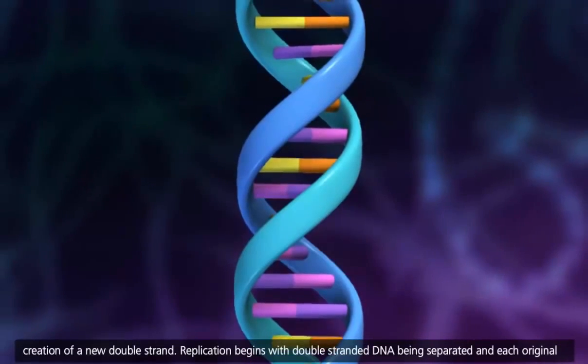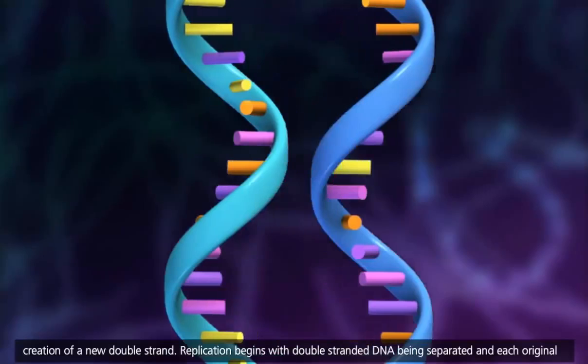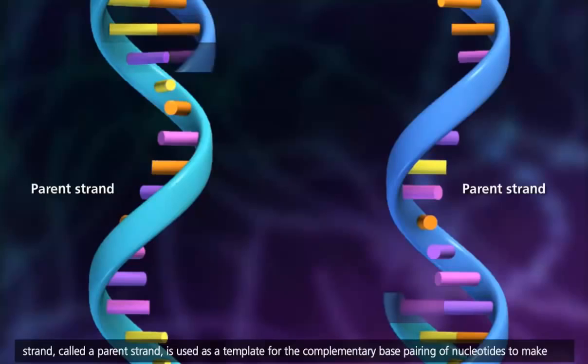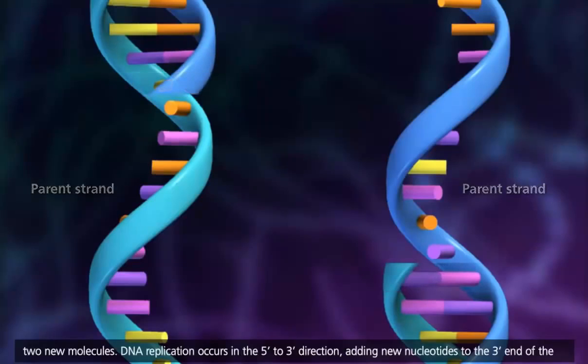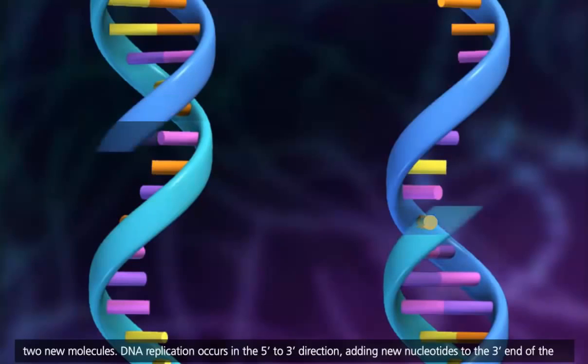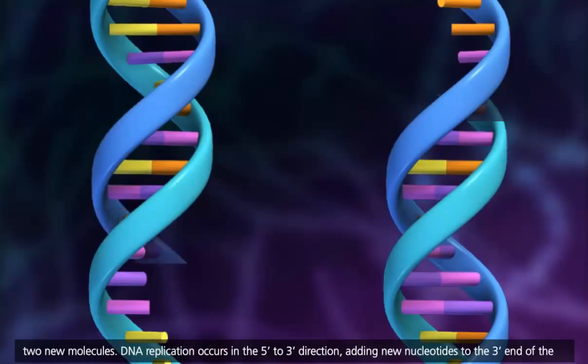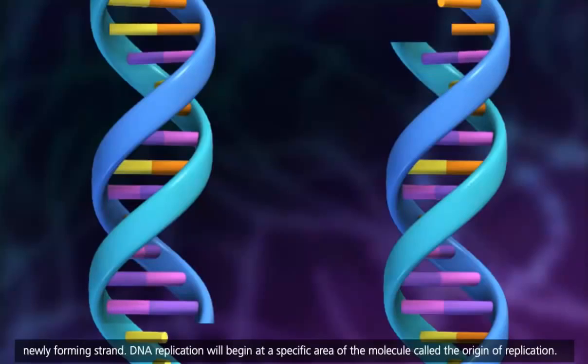Replication begins with double-stranded DNA being separated, and each original strand, called a parent strand, is used as a template for the complementary base pairing of nucleotides to make 2 new molecules. DNA replication occurs in the 5' to 3' direction, adding new nucleotides to the 3' end of the newly forming strand.